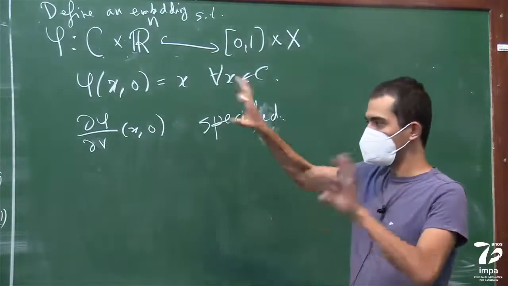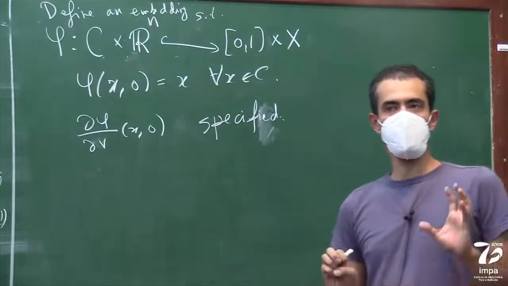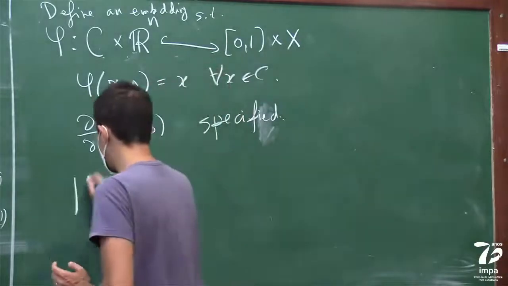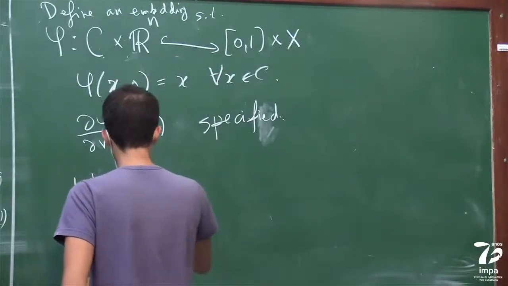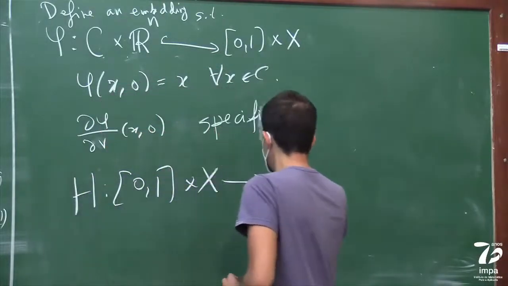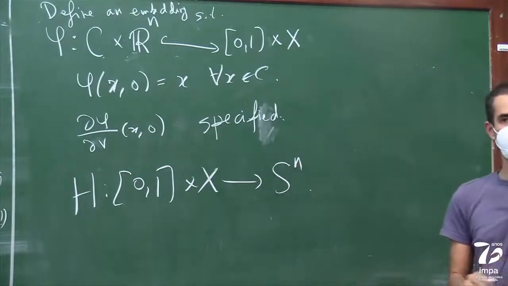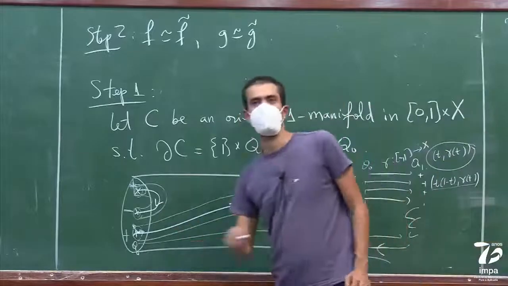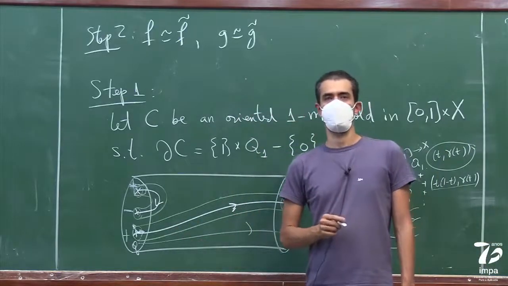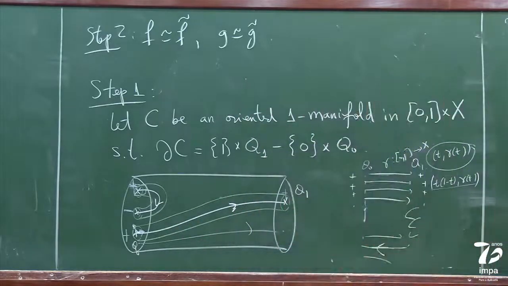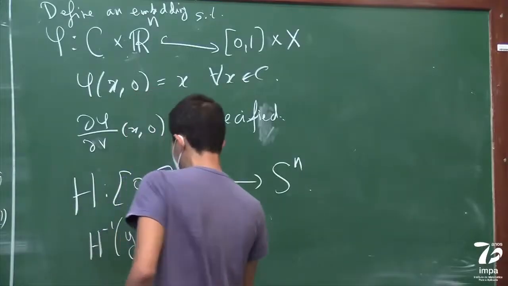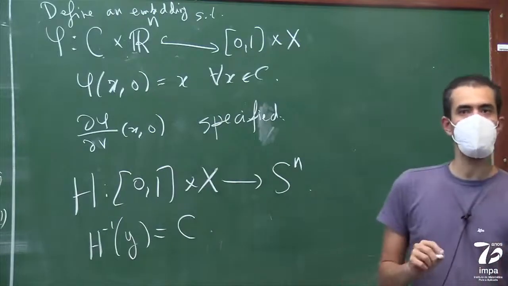But anyway, once you have this, how do you define a homotopy? So what's a homotopy? A homotopy is a map that goes from [0,1] times X to Sn. So I want to define a map that is equal to y exactly on these curves. So I want to define a map such that H_1 inverse of y is equal to C. So that's kind of my goal.